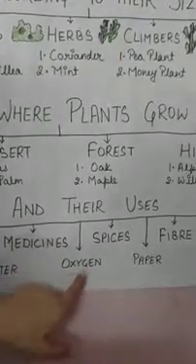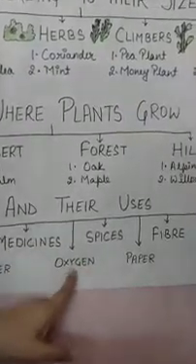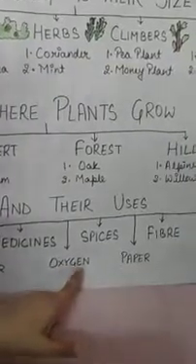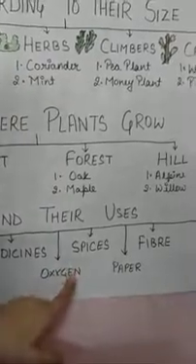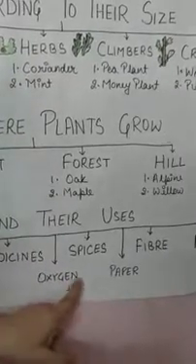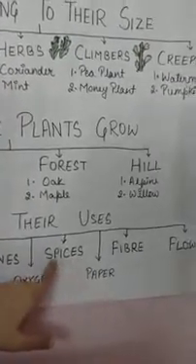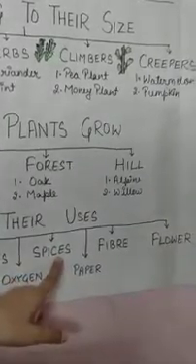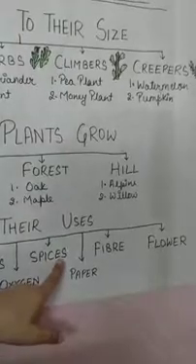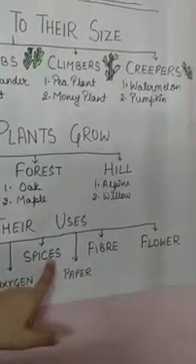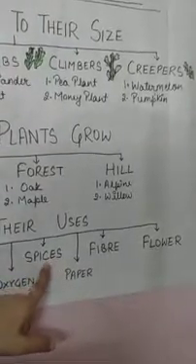Now, oxygen. Plants and trees give us oxygen that we breathe in. If there is no oxygen, there is no life. Spices. Spices add flavor to our food. And plants give us spices like cardamom, cloves, etc. There are so many spices that are given by plants only.